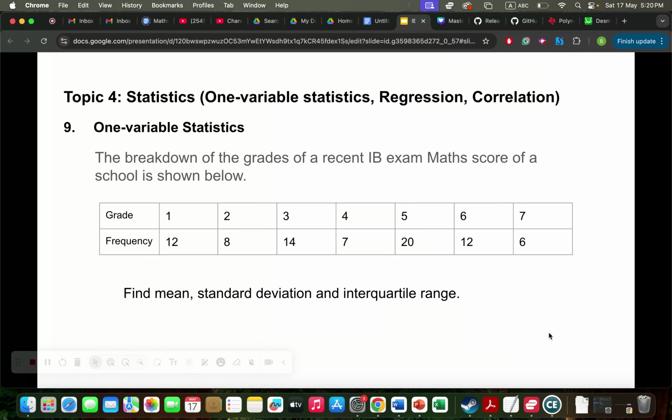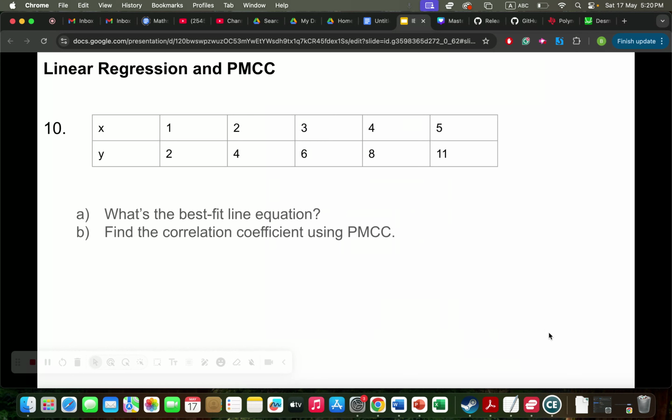Okay, alright, so let's move on to question 10, which is linear regression and PMCC, the Pearson moment correlation coefficient. Generally, what PMCC does is find the correlation between two variables. A very common question is they love asking for the best fit line equation, or the regression line equation, and also the correlation coefficient using PMCC, which basically tells us whether there is a correlation between X and Y. From a visual graphical perspective, you see if the points are clustered very closely to one another. Chances are the correlation is usually quite high as well.